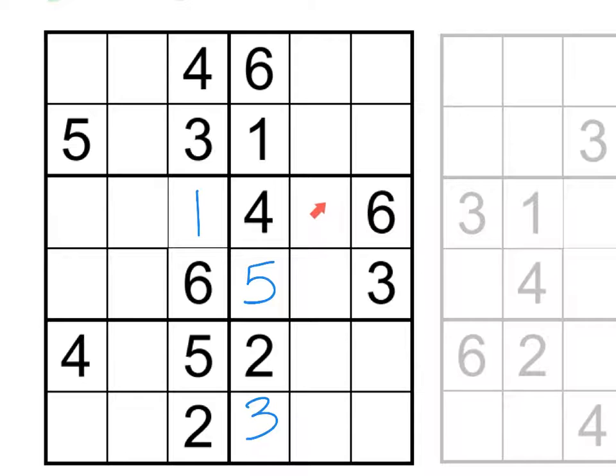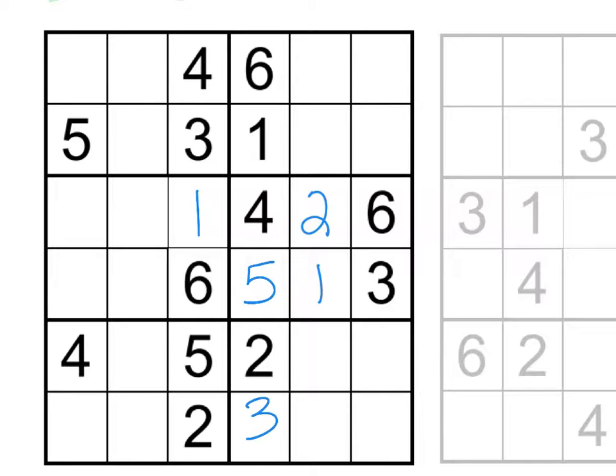So I'm missing the digits 1 and 2 from this box. I have 3, 4, 5, and 6. I'm missing 1 and 2. Well, I know that this cannot be a 1 because that's a 1. So that means that my 1 has to go in the bottom here, and this would be 2. Okay, so that has been taken care of.